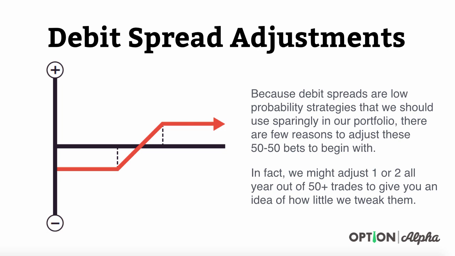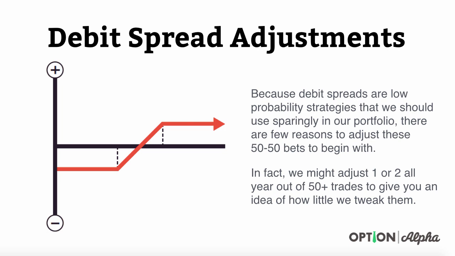And in today's video, we want to talk about debit spread adjustments that you might possibly make. Now, because debit spreads are low probability strategies that we should use sparingly in our portfolio to begin with, there are very few reasons to adjust these 50-50 bets as you go throughout the year.